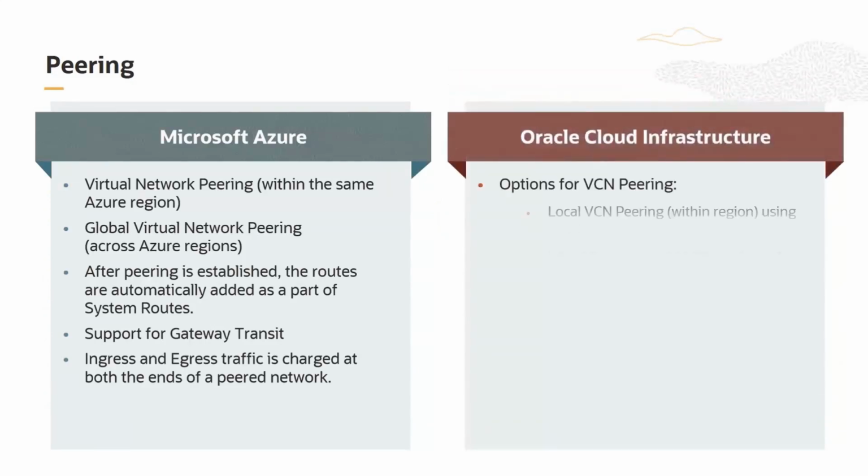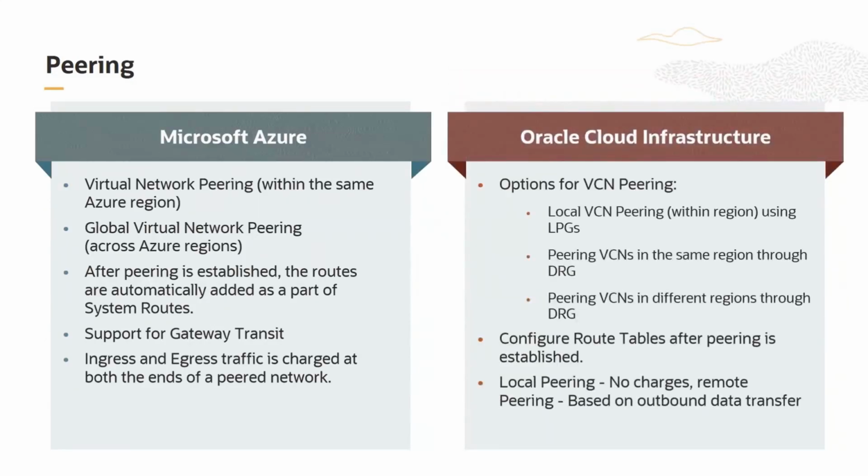Now let's talk about peering. Azure supports virtual network peering within the same Azure region and global VNet peering that is configured across Azure regions. Now after peering is established, the routes are automatically added as a part of system routes. So you don't need to manually add anything. You can also go ahead and configure gateway transit. The one thing to keep in mind is that the ingress and the egress traffic is charged at both the ends of a peered network.